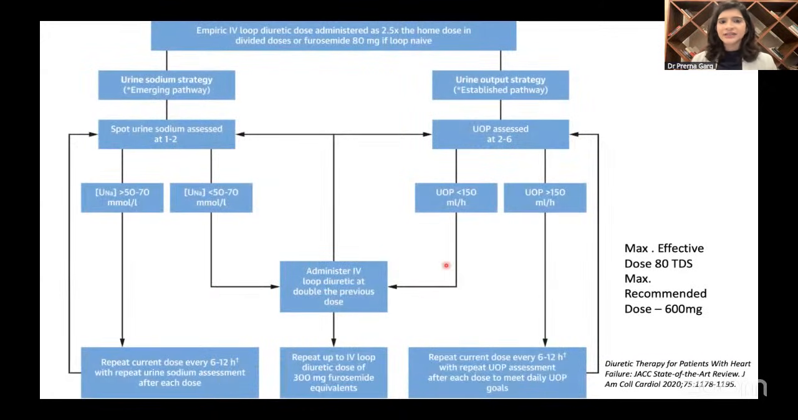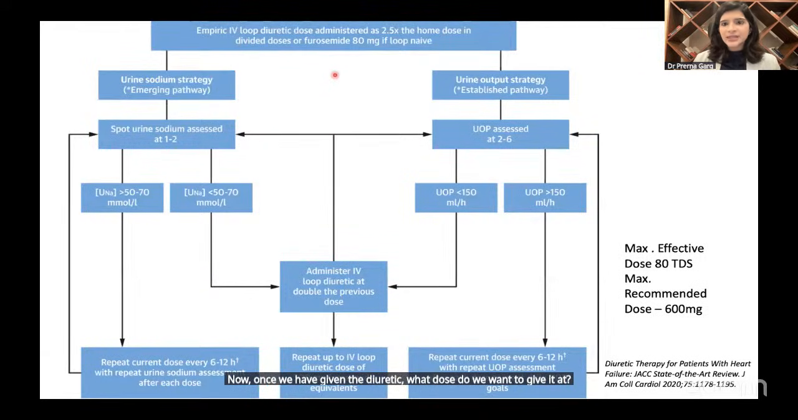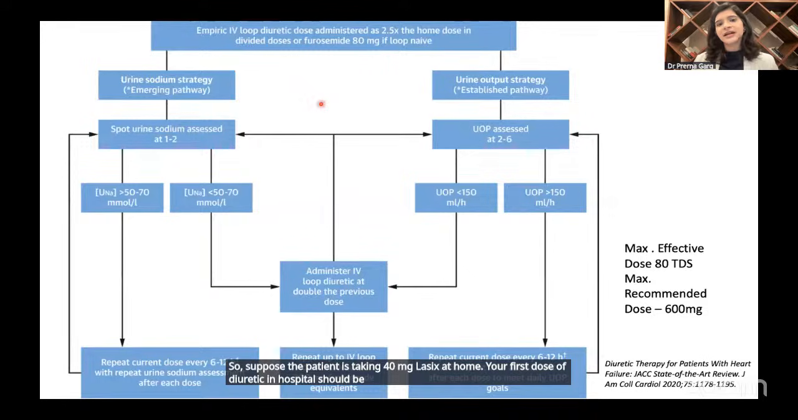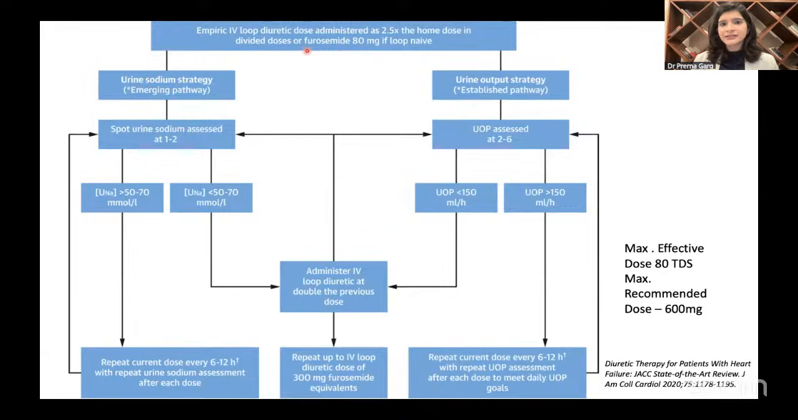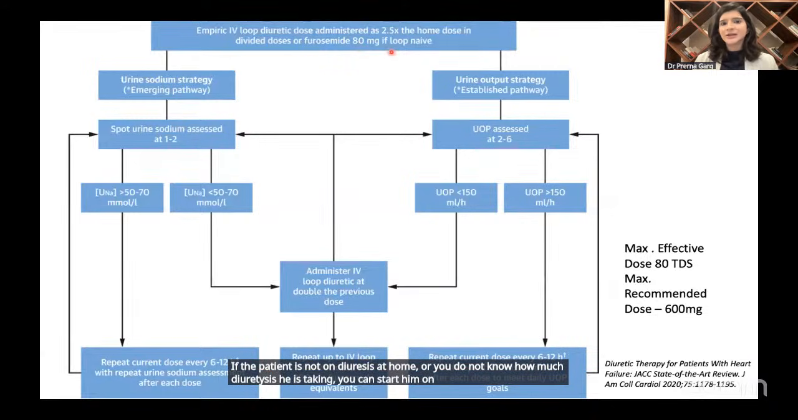Now, once we have given the diuretic, what dose do we want to give it at? Empiric therapy should be administered at 2.5 times the home dose. So suppose the patient is taking 40 mg Lasix at home, your first dose of diuretic in hospital should be 100 mg IV Lasix. If the patient is not on diuretics at home, or you do not know how much he is taking, you can start him on furosemide 80 mg, that is Lasix 80 mg, as the first dose.